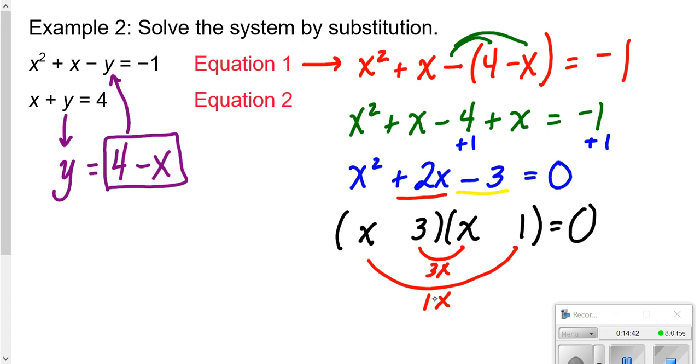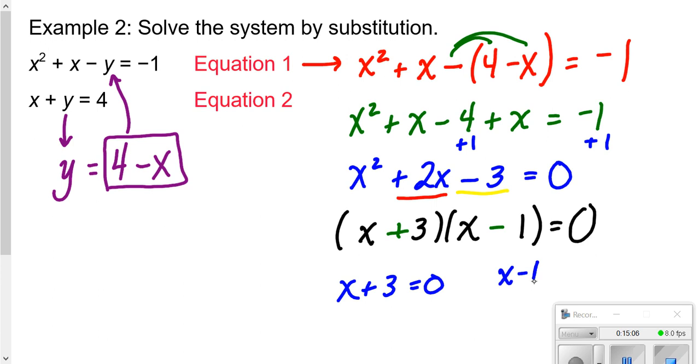So the way to get positive 2x is to have this be positive and this be negative. So that means that the plus is carried by the 3, the minus is carried by the 1. And positive 3 times negative 1 is the negative 3 that I have in back, underlined in yellow. So now x plus 3 equals 0, or x minus 1 equals 0. If the first statement is true, x is negative 3. If the second statement is true, x is 1. Both of those are solutions.